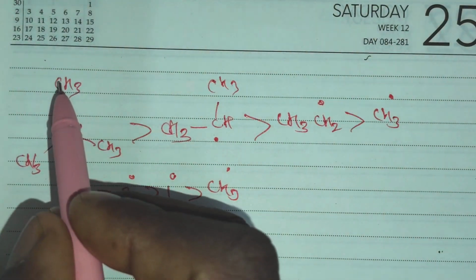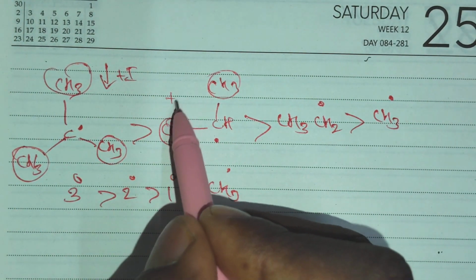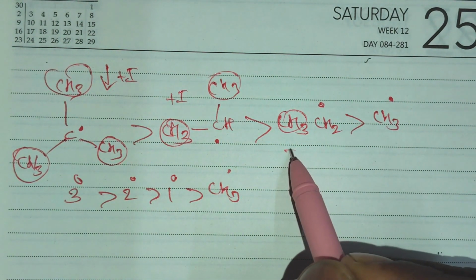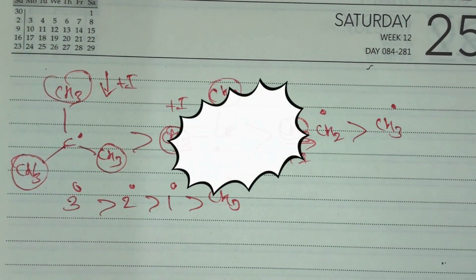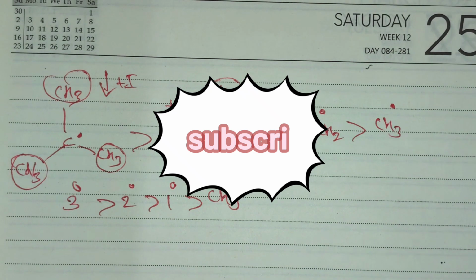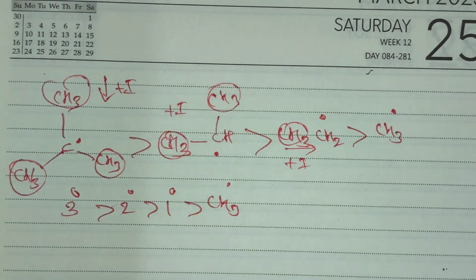The tertiary free radical has three plus I effect groups, the secondary has two plus I effect groups, and the primary has one plus I effect group substituted. Okay, the plus I effect groups are electron donating groups. For that reason, they stabilize the electron deficient free radical species. Actually the tertiary is the most stable, then secondary, then primary, and the methyl free radical is much less stable.